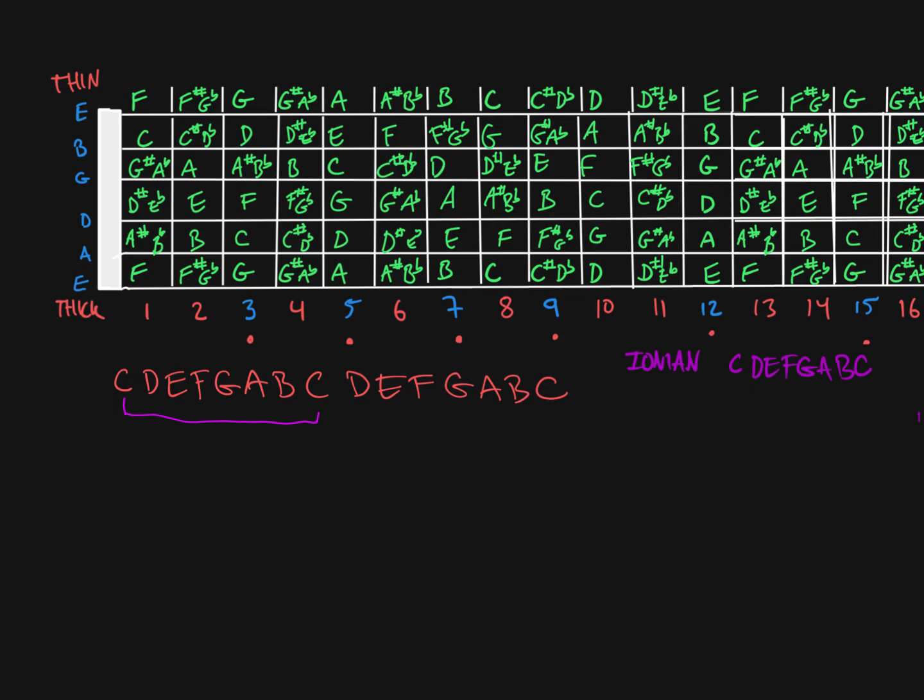So here I've drawn a line, and you can see that this is called Ionian. Ionian is the Greek mode. I'm going to go ahead and circle it here on the fretboard. Ionian is the name for the major scale.